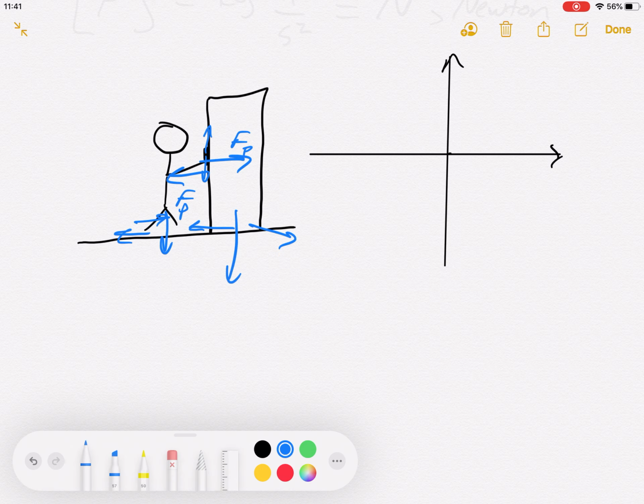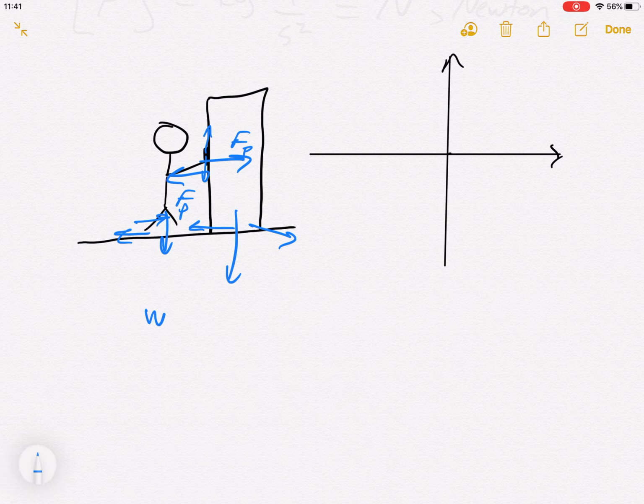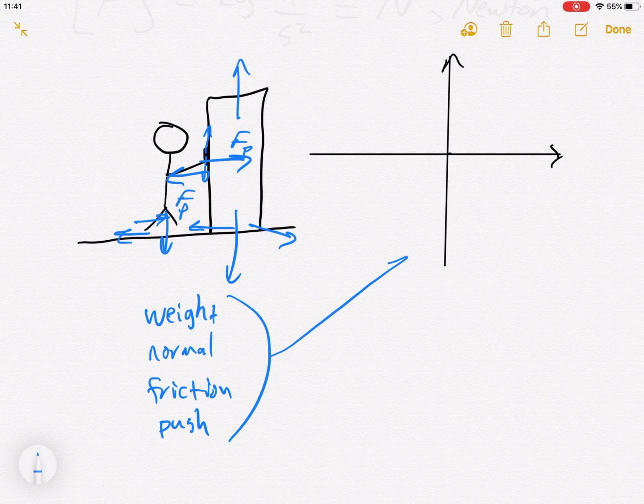What are the forces? Well, I could make a list of them here. We've got weight. There's going to be a normal force, right? Kind of acting that way. So there's normal. There's friction. And there's this push, which is technically a normal force from my hand. But let's just call it push for now. That's probably fine. So I could put all of these forces on this diagram, and that would help me see two things.